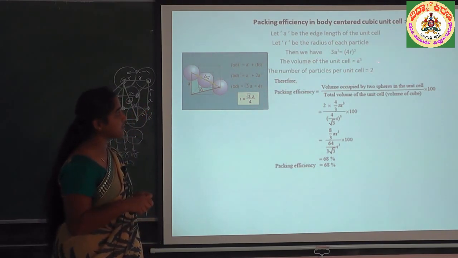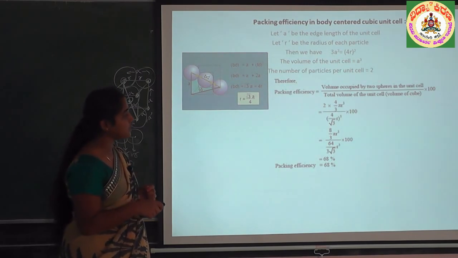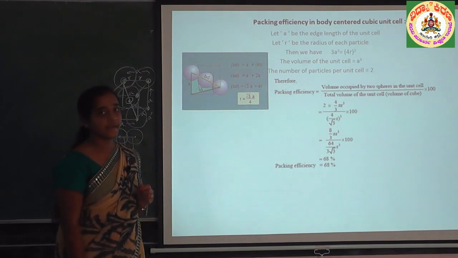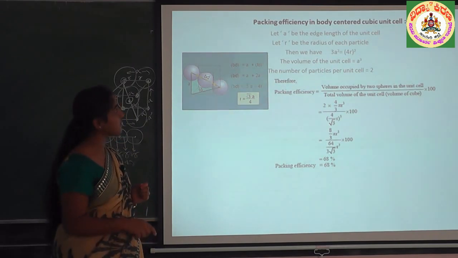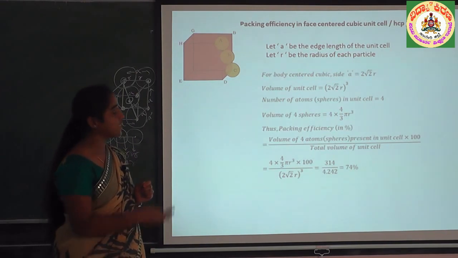The number of particles per unit cell is 2, because in the body centered cubic the number of particles is 2. Again the same formula, with 2 into 4 by 3 pi r cube. On doing this calculation, we end up with a packing efficiency of 68%. The last one is packing efficiency in a face centered cubic unit cell.